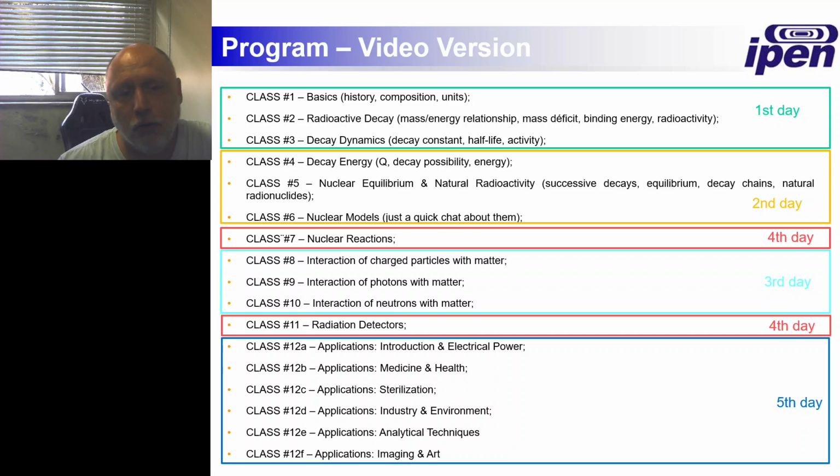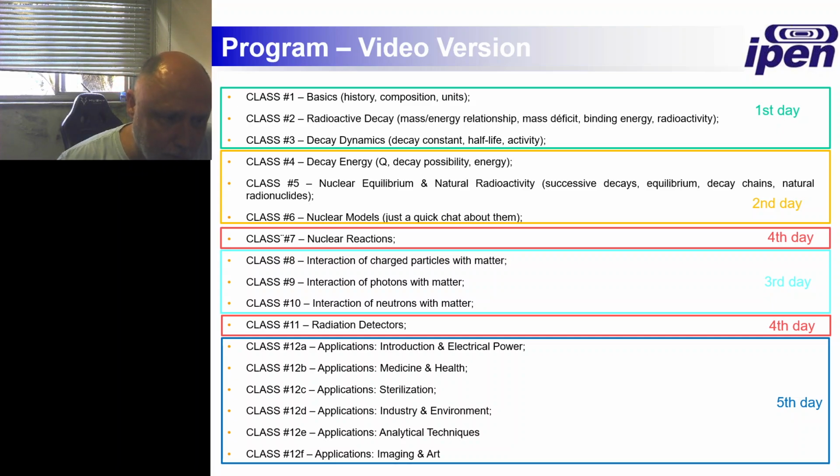Because they don't have charge, it's a different beast, so we have to talk about them separately. And in class number 10 finally we talk a bit about interaction of neutrons with matter, which is something that's usually overlooked because neutrons are a very complicated and tricky thing to work with. But as we work on a nuclear reactor, and nuclear reactors are a very strong source of neutrons, we have to understand how neutrons interact with matter.